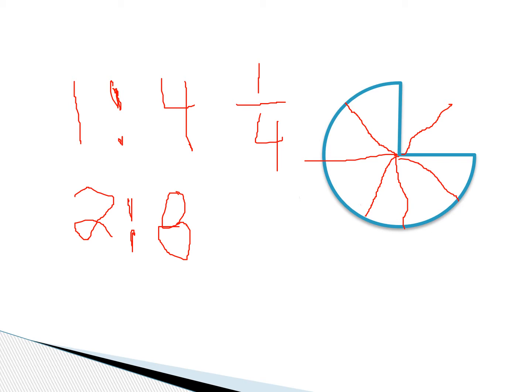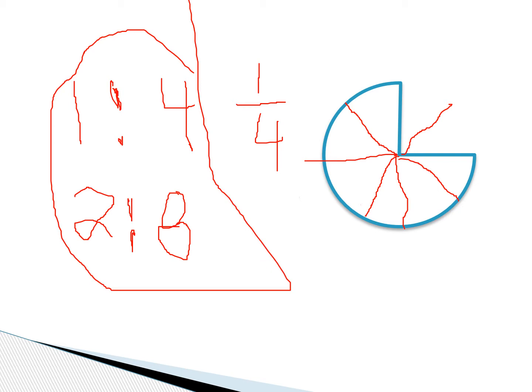So that's how we write ratios. We write them out like this. So you're comparing a part again to a whole.